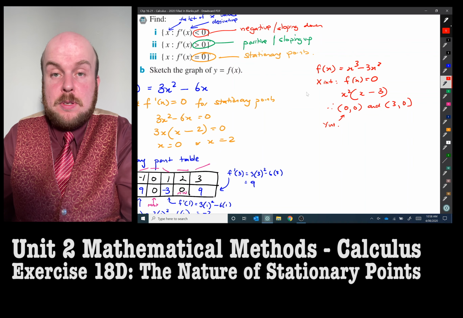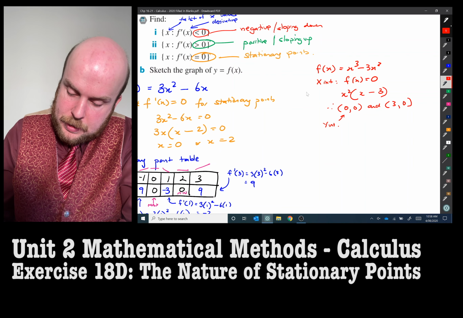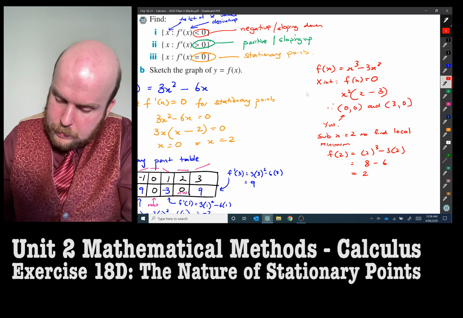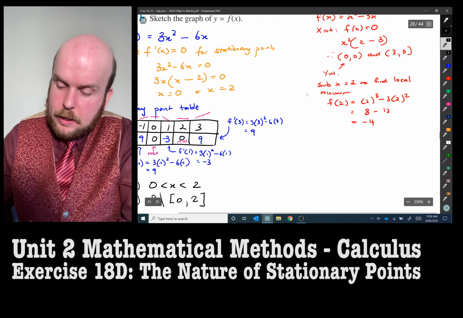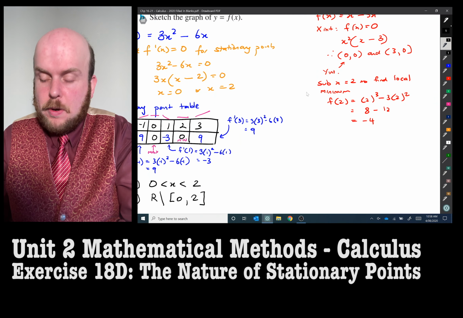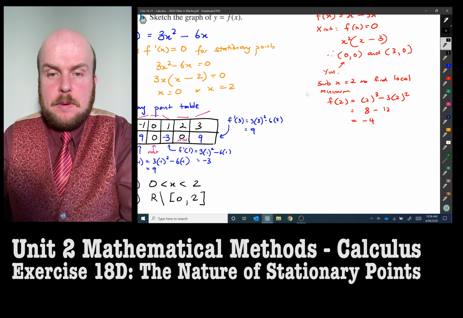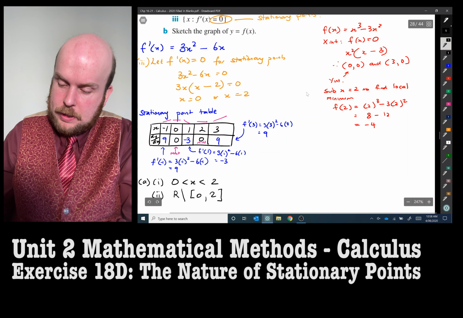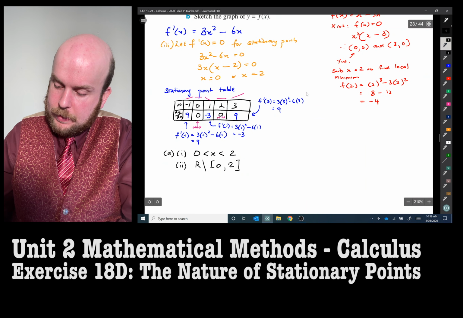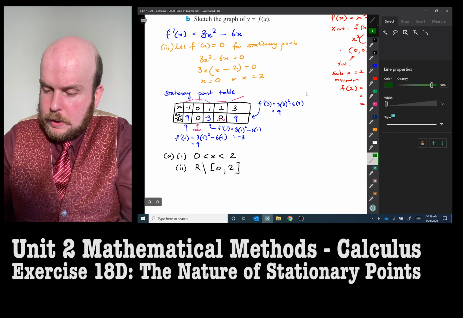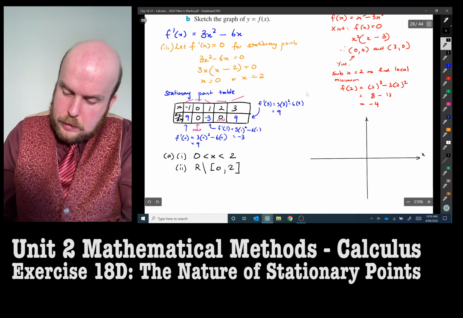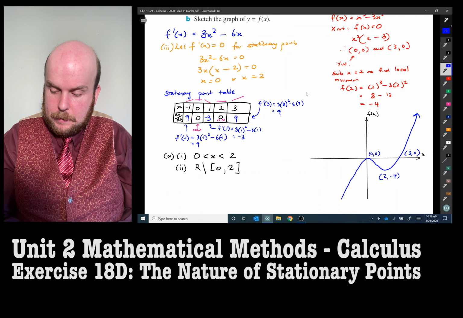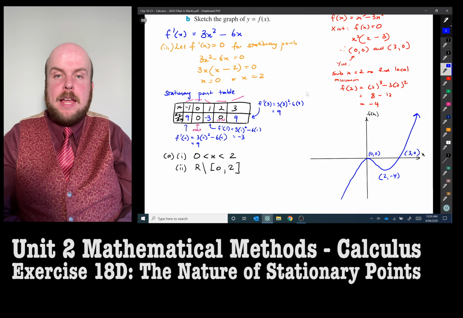So I'm just going to substitute that into the original equation. So when x equals 2, y is equal to -4. So we found the local minimum. So the graph should look something like this. And there is our graph.